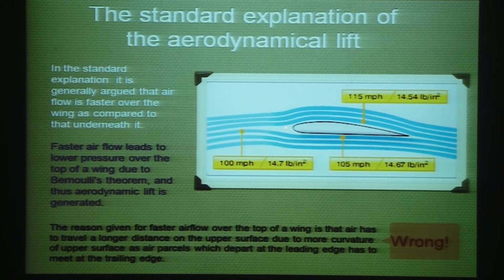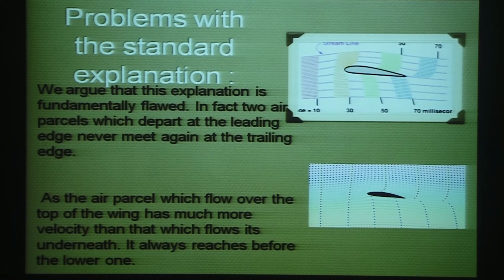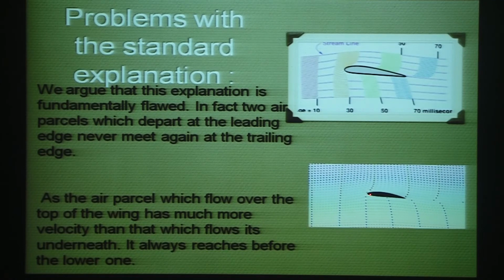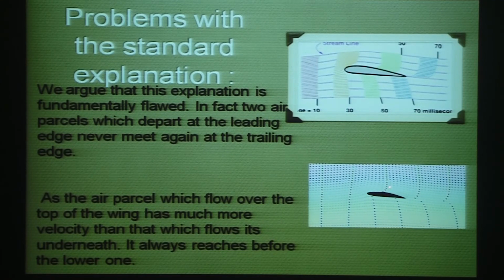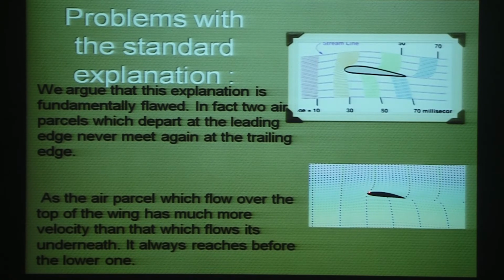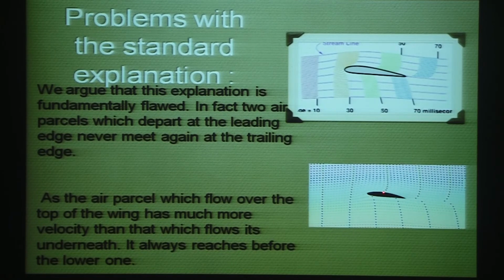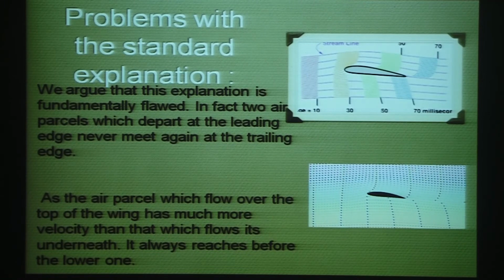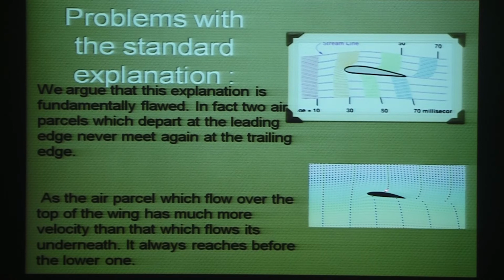The parcels which depart here never meet here. Actually the parcels which go on the top are always reaching before time. Now if you see, this is a line of air parcels, these two parcels depart here. It's a computer simulation. These parcels are going very fast, these parcels are going slow. Since these parcels go very fast, it leads to low pressure on the top, and you get a dynamical lift. Now why do the air parcels on the top of the wing go fast?